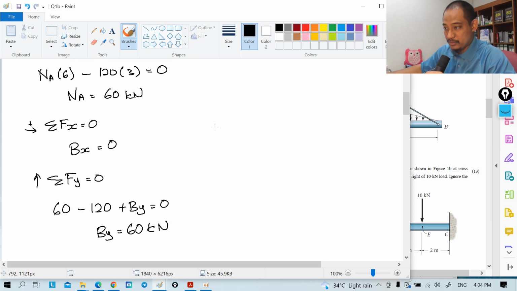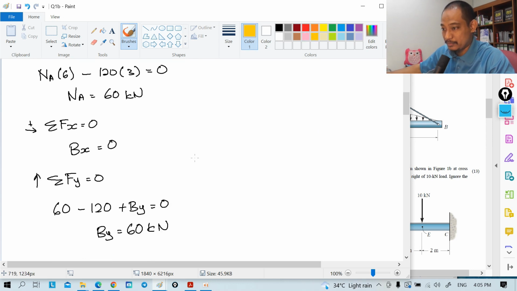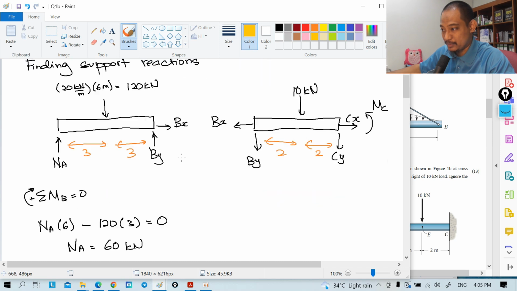Now if you go to this side, we know already that Bx is 0, By is 60. So this is equal to 0, this is equal to 60 kilonewton, right? So based on this, if you do summation of, okay, what do we need here?